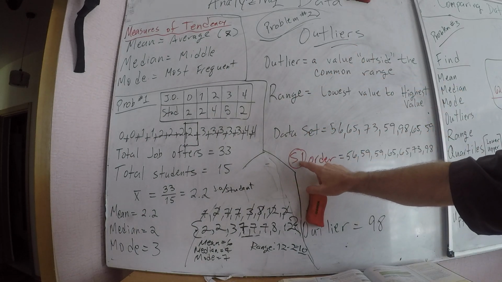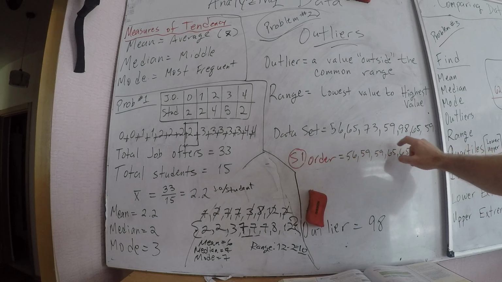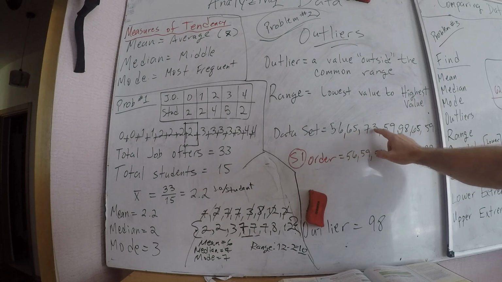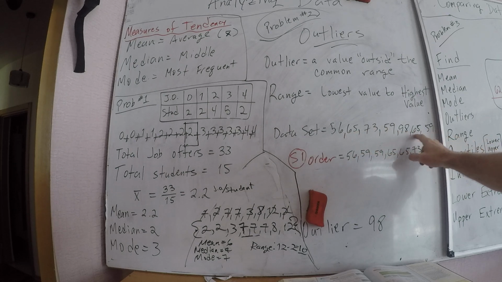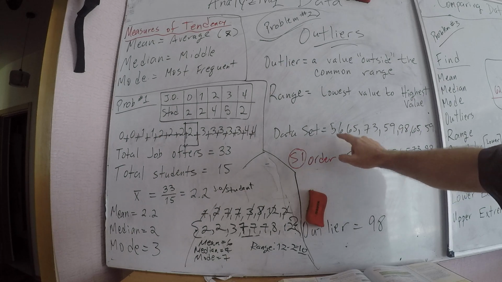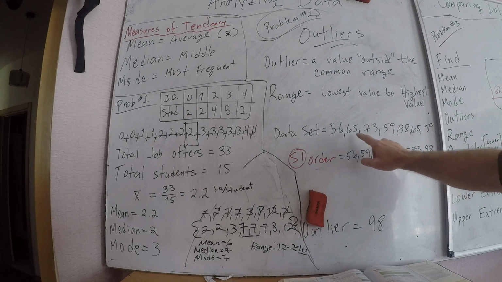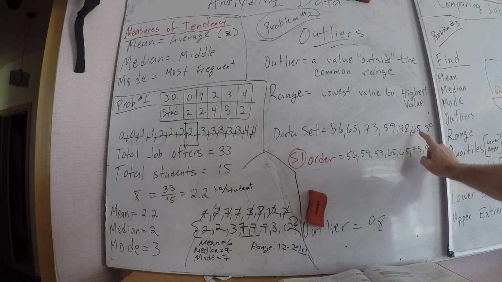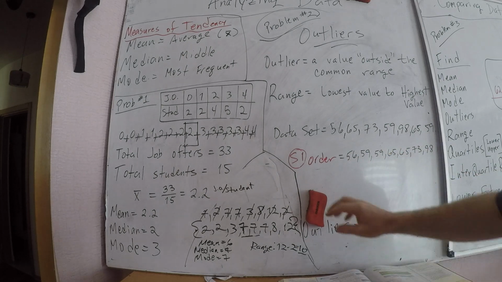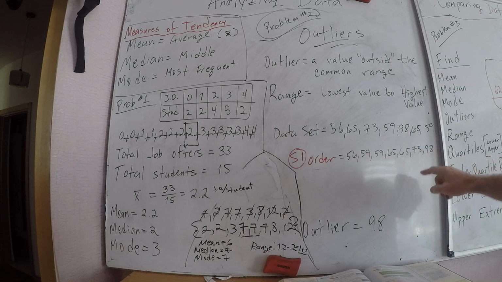Always, the first step is to put it in order, from lowest to highest. You see 56, 65, 59, 98, 59. These are not in order, but now they are: 56, 59, 59, 65, 65, 73, and 98. Now it's in order. Now I can find everything. But the question here is, which is an outlier? So is there an outlier here?